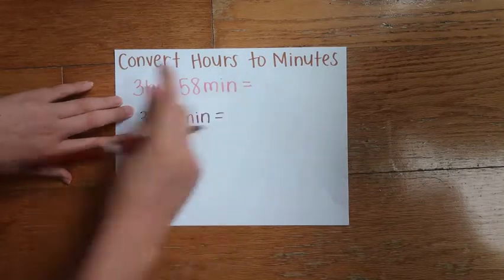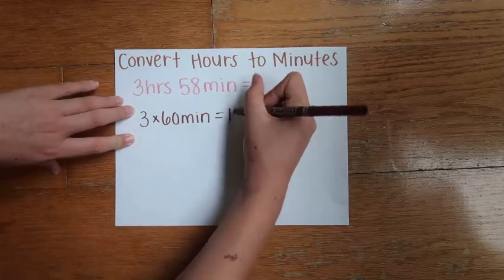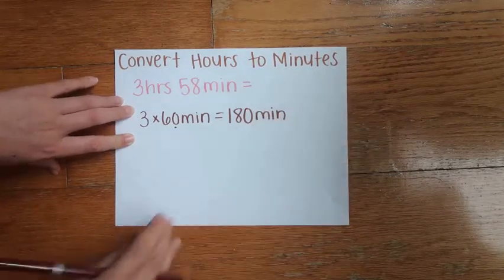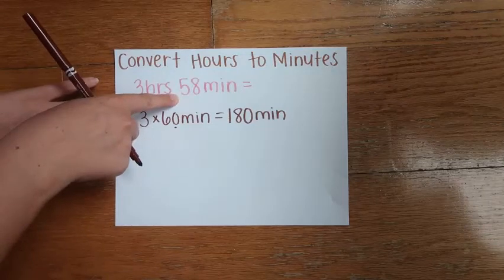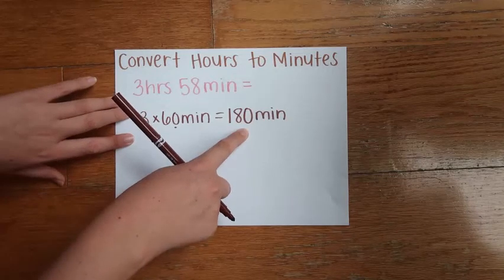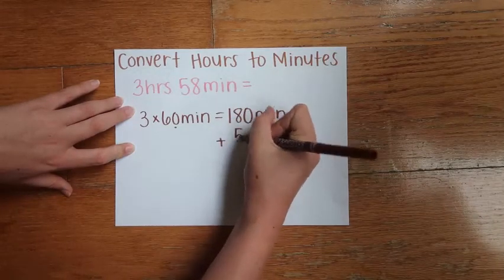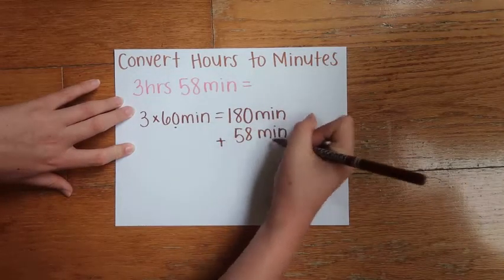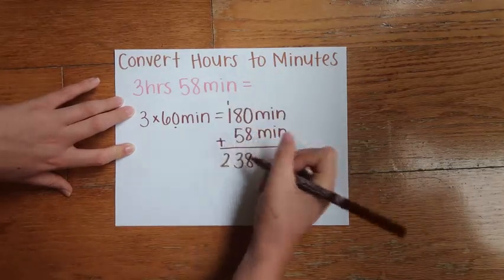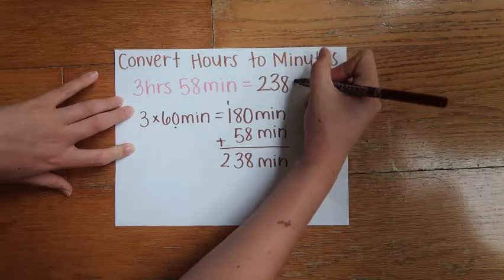and that should tell me how many minutes are in 3 hours. 3 groups of 60 minutes. 3 times 6 is 18, and then I can attach a 0 on. So 180 minutes, and then I have to add the last minutes there. So I turned 3 hours into minutes, and then I have to add on the remaining minutes to find my total. So I'm just going to add 58 minutes here, and I'll be left with 238 minutes as my total.